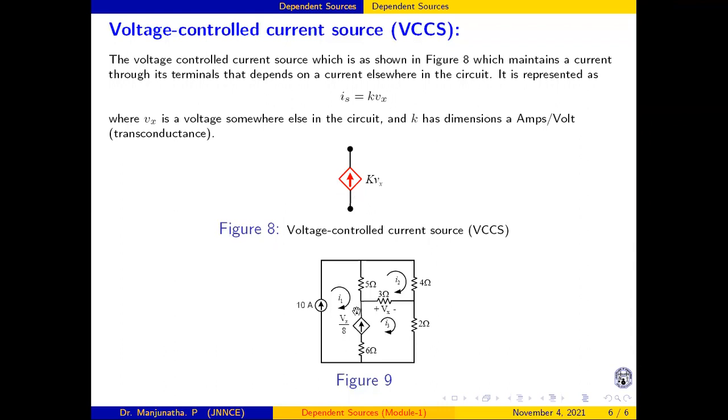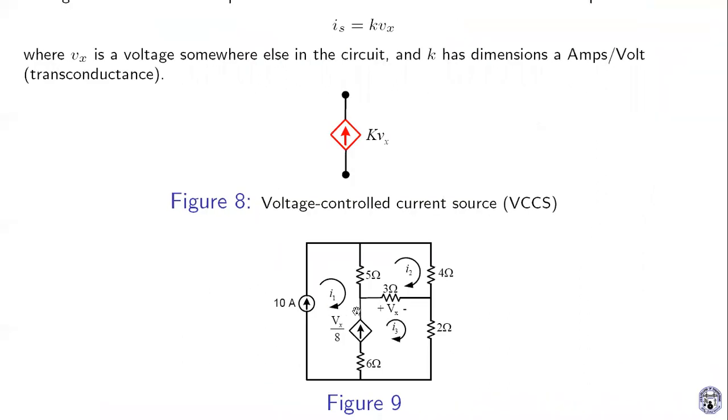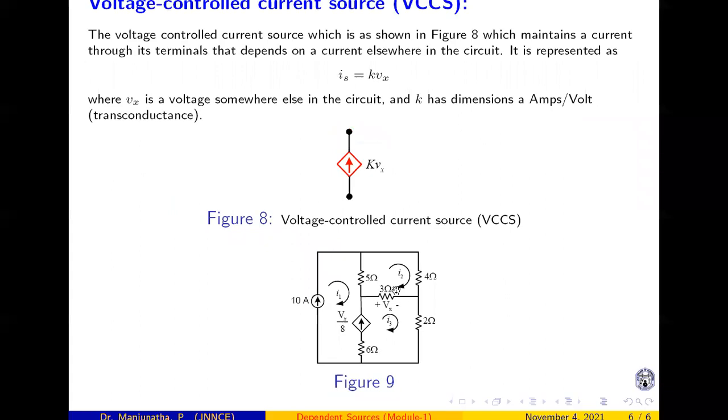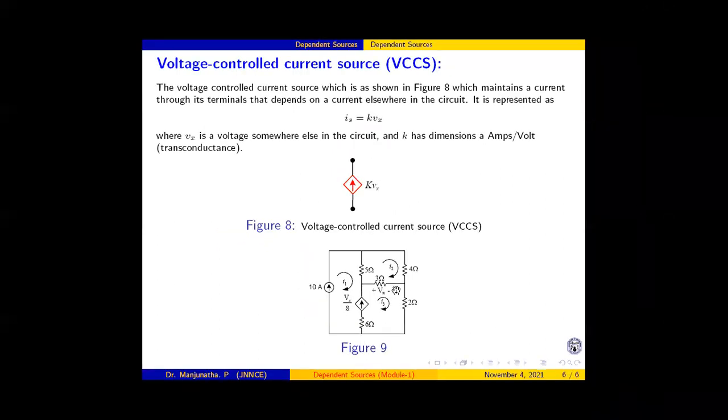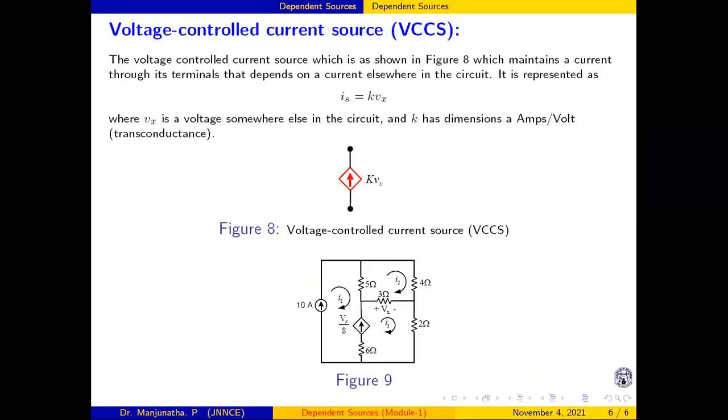Now we will see where this source appears. This is the voltage controlled current source, and its value is Vx by 8. Vx is the drop across this 3 ohm resistor. In this way, we are going to solve some problems based on these dependent sources.